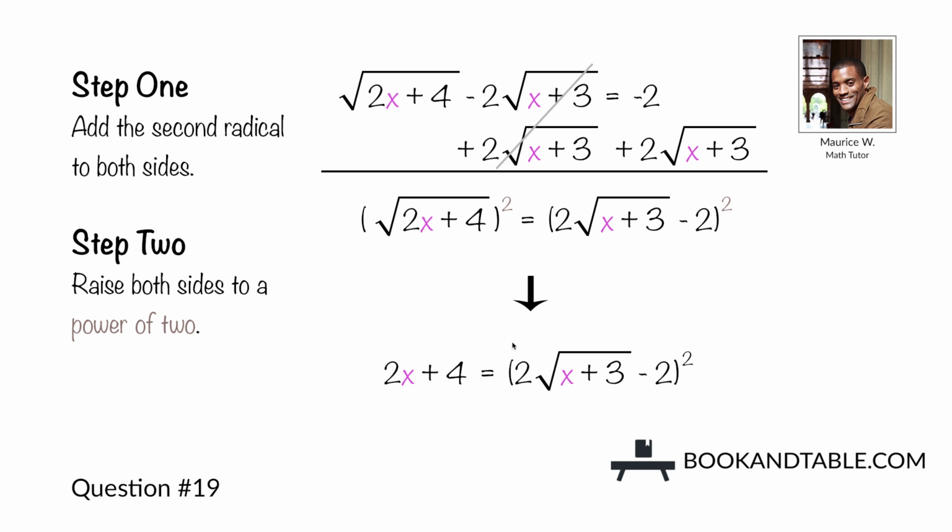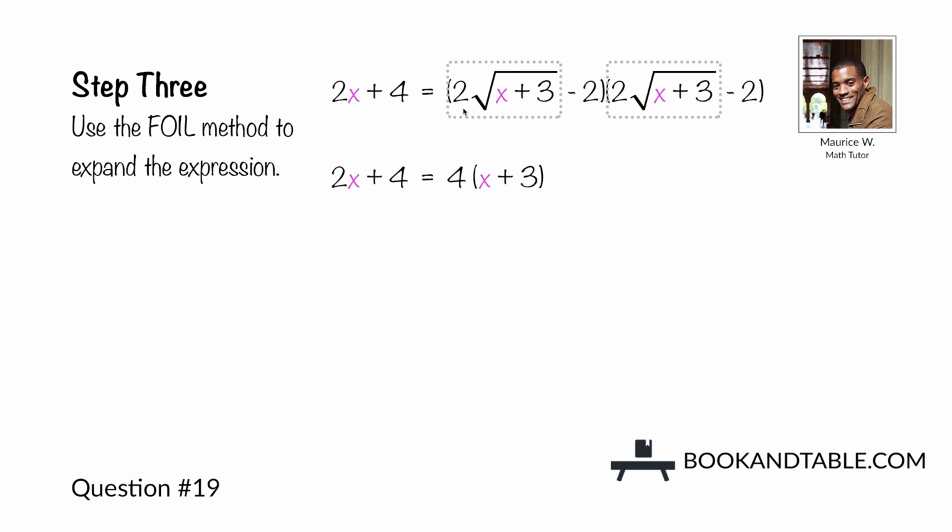So we'll use the FOIL method to expand this expression on the right. 2 times 2 is 4. The radical times itself gives us x plus 3. 4 times x is 4x, and 4 times 3 is 12.